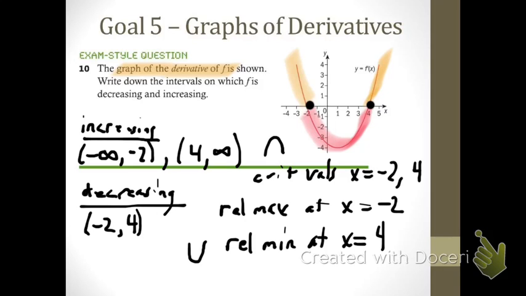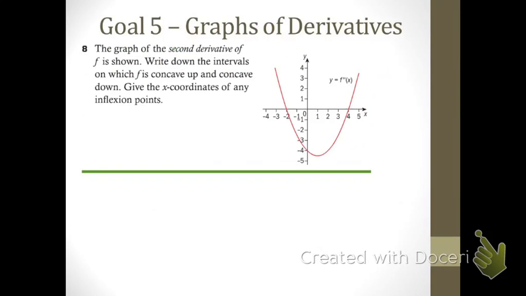Now let's look at what the graph of the second derivative can tell us about the graph of a function. According to the directions, this time the graph of f double prime of x is shown. The graph of the second derivative of f is shown, and it wants us to write down the intervals on which f is concave up and concave down, and give the x-coordinates of any inflection points.